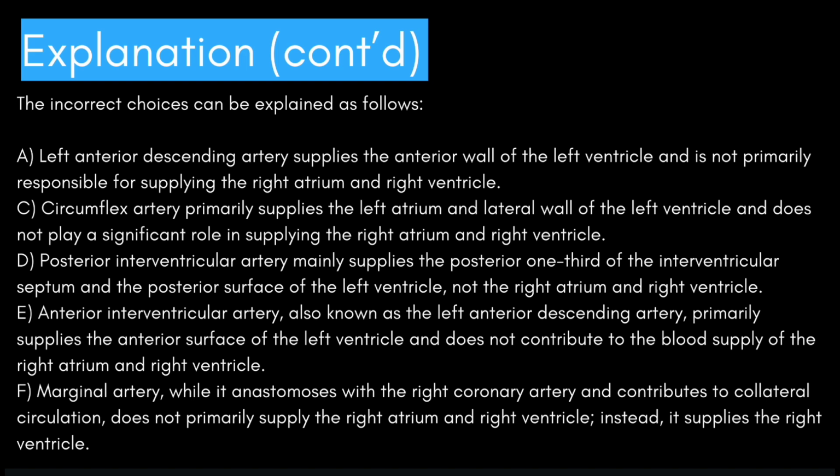The anterior interventricular artery, also known as the left anterior descending artery, primarily supplies the anterior surface of the left ventricle and does not contribute to the blood supply of the right atrium and right ventricle. The marginal artery, while it anastomoses with the right coronary artery and contributes to collateral circulation, does not primarily supply the right atrium and right ventricle. Instead, it supplies the right ventricle. Let's go ahead and move on to the next set of questions.